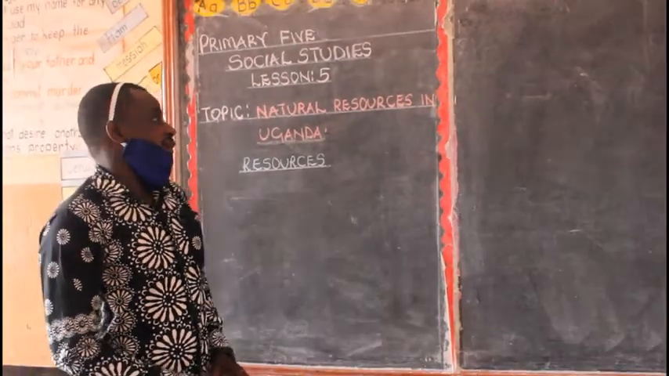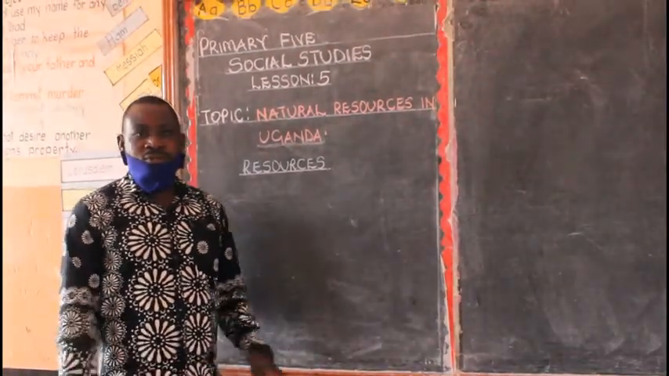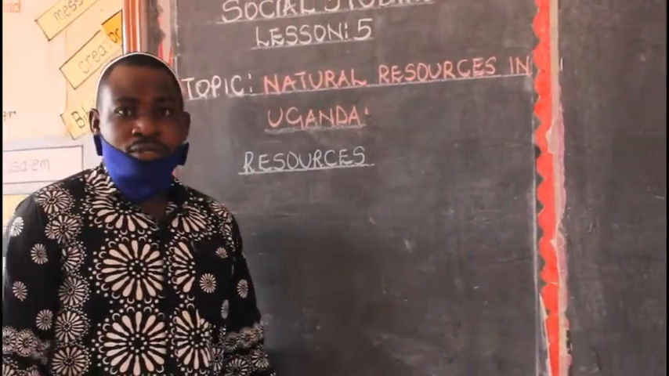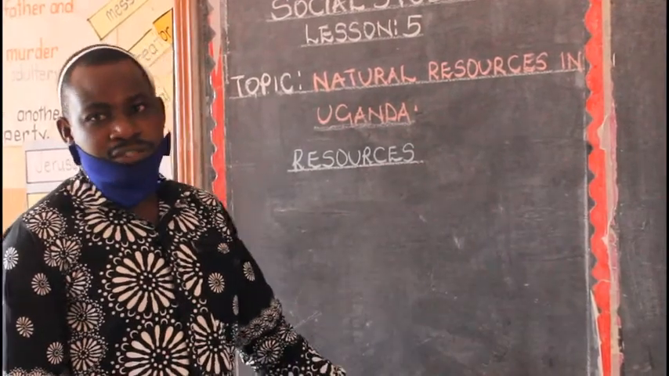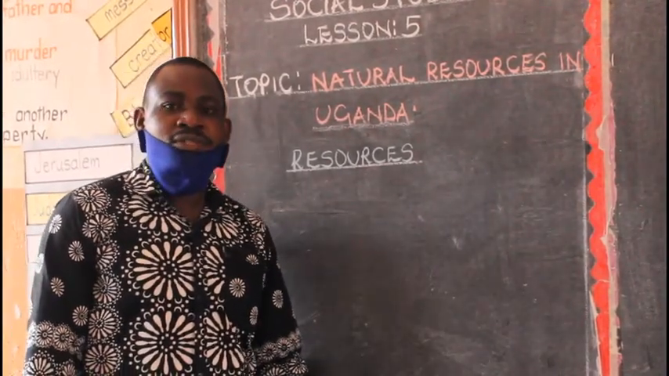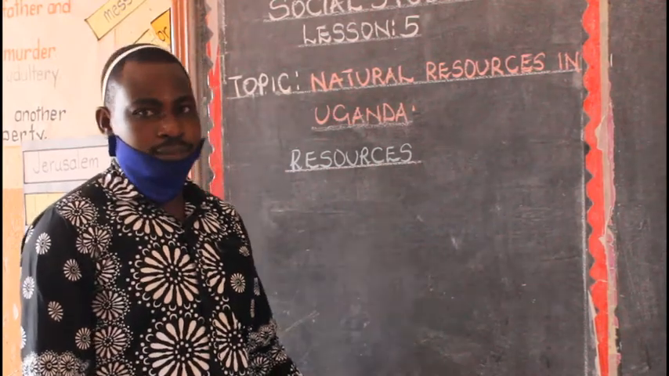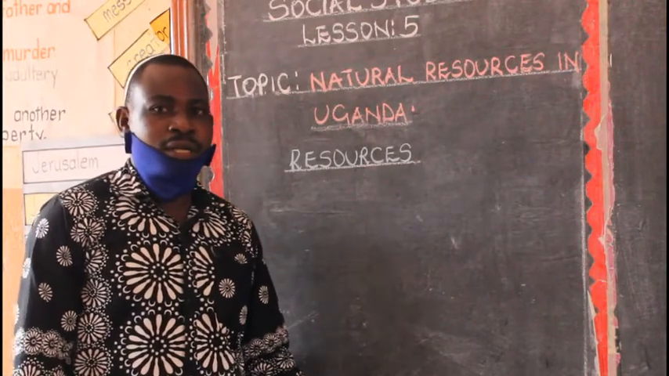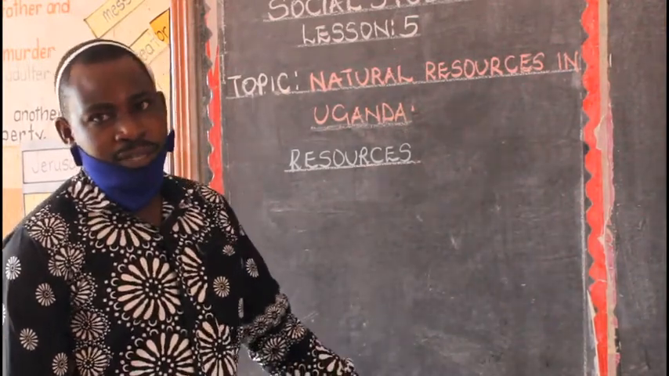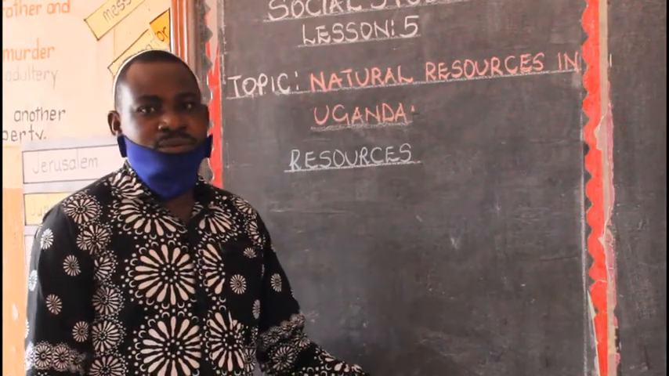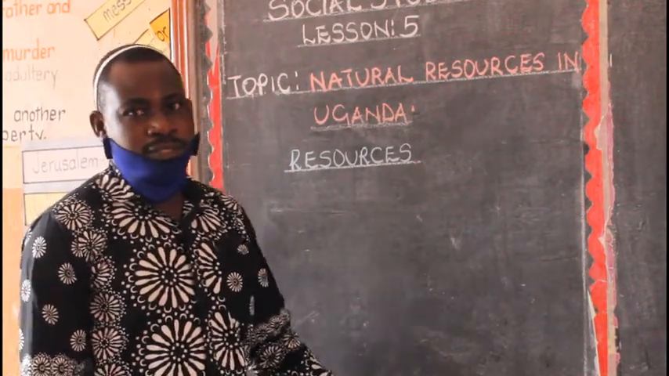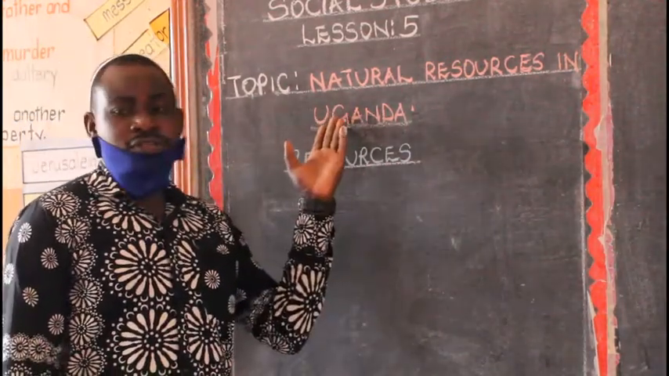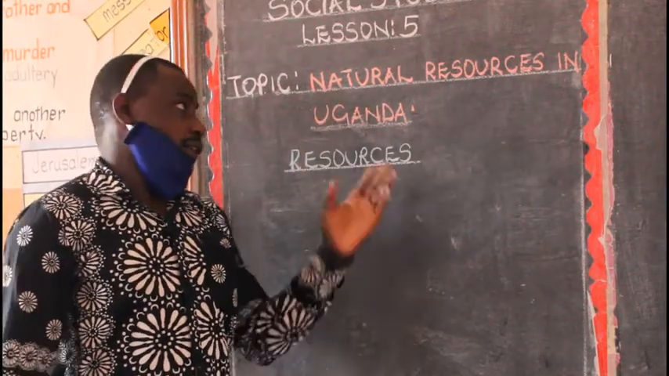We also looked at reasons why tourism is called an invisible export. Tourism is called an invisible export because it does not involve the physical exchange of goods, but income is earned. Then we also looked at examples of tourist attractions in Uganda. We looked at the climate, the water bodies, the mountains, culture, etc.